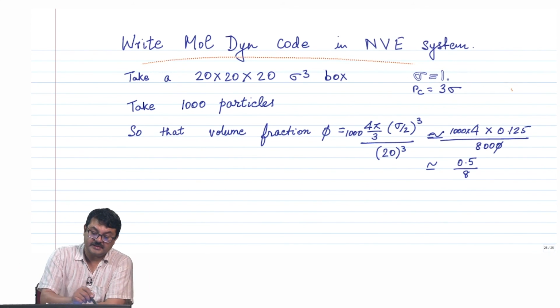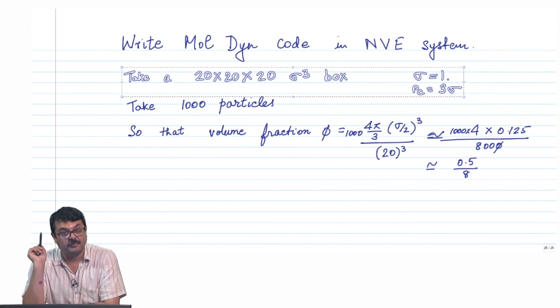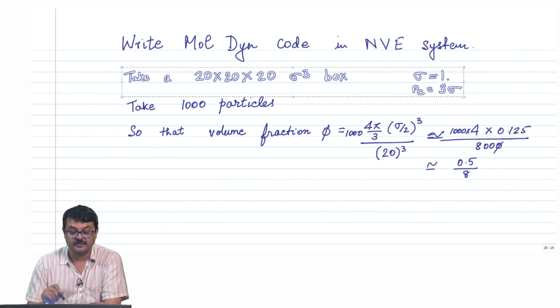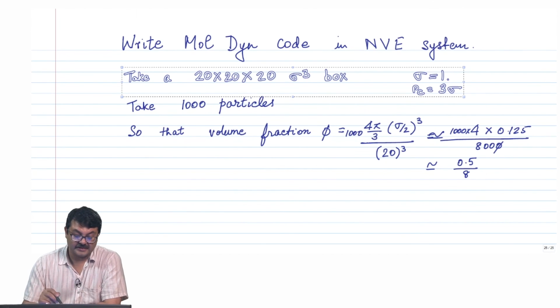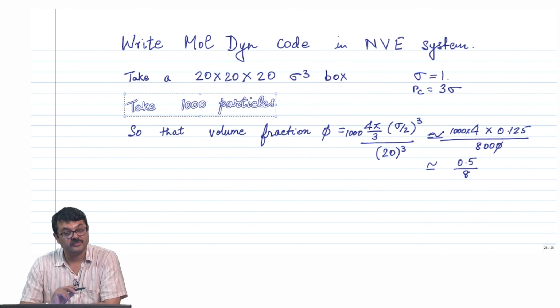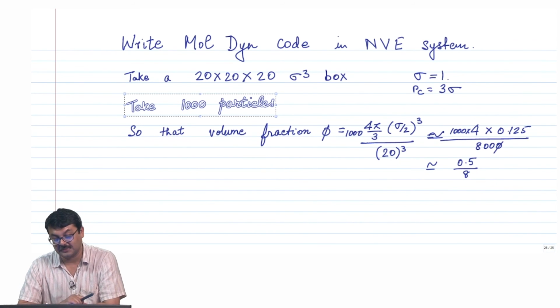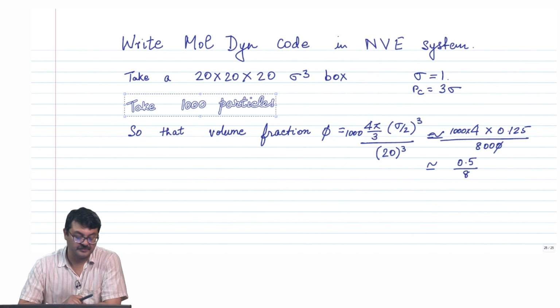What you could do is take a 20 cross 20 cross 20 sigma cube box, because you have to mention the dimension, but you can take sigma to be 1 and RC to be 3 sigma, and take 1000 particles in the box, put them in a lattice at distances of 3 or 4 or whatever will fit. You can also put them randomly, but that is a more difficult thing. You could, however, try to do that so that they do not overlap.